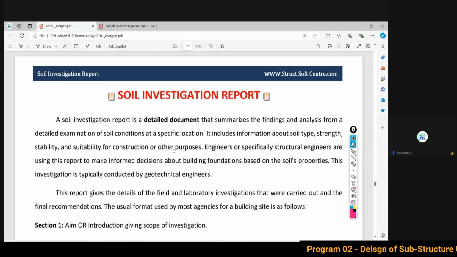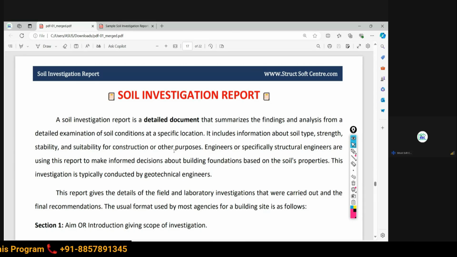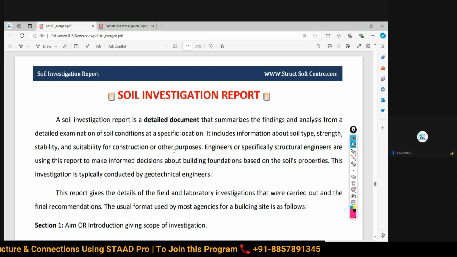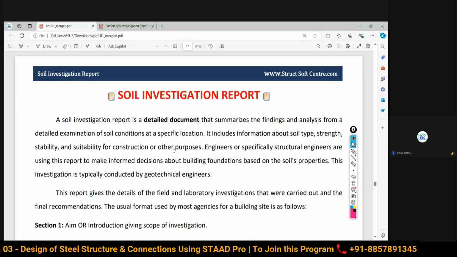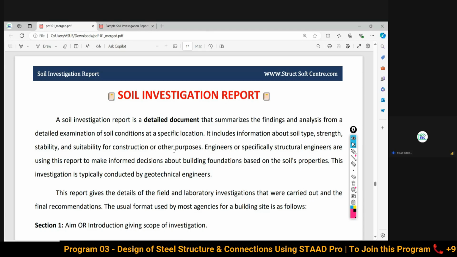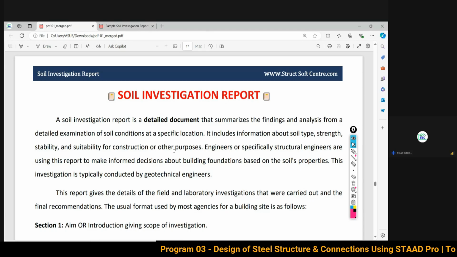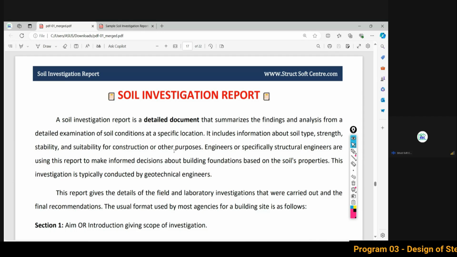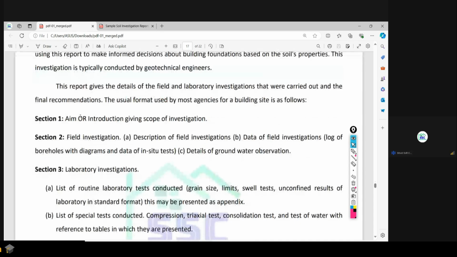It is nothing but the things that you have executed, आपने जो चीजें किया है, क्या मेथड आपने अडॉप्ट किया है, for what purpose, for what building, for what structure, for what location, with what methods, with what parameters you are going to find, and what your findings are. All that you have to write in a detailed document, and that document is termed as what? Soil investigation report. So I am going to further summarize what will be the content of your soil investigation report.